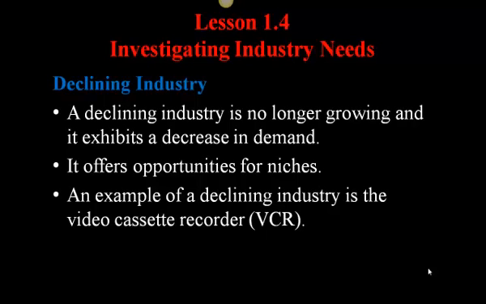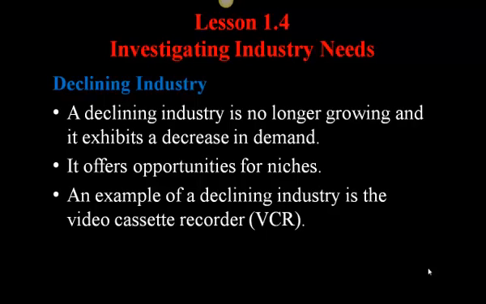An example of a declining industry is the video cassette recorder, the VCR. And you may be thinking, well, what kind of opportunity is that? That's not used anymore. Well, exactly. There's a decrease in demand. There may not even be a demand for video cassette tapes or video cassette recorders. But again, you want to think about what the opportunity could be. How could I create a niche in this market?